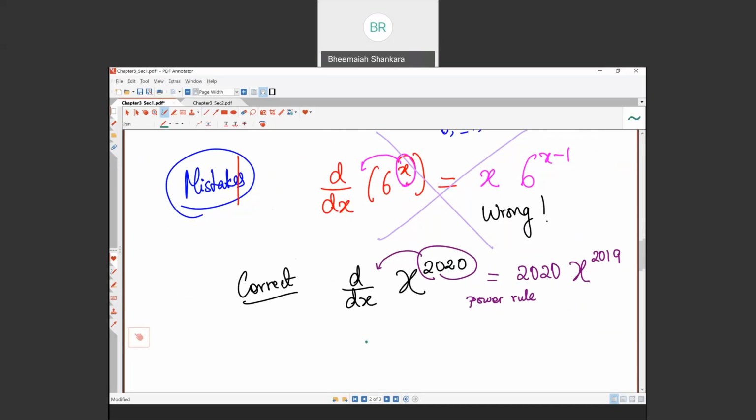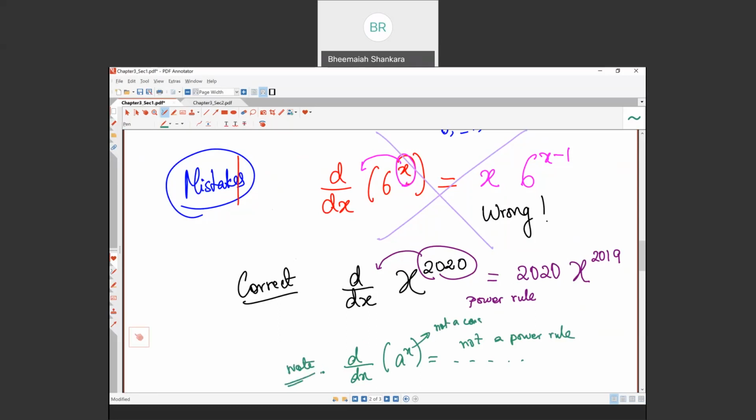And later in one of the sections in chapter 3, you will learn how to differentiate a to the x, which will have a natural log function, and you can do this. Again, this is not a power rule. Please don't use the power rule formula for this. This is not a power rule problem. It's not a power rule because this exponent x is not a constant. So you want to make a note of this.